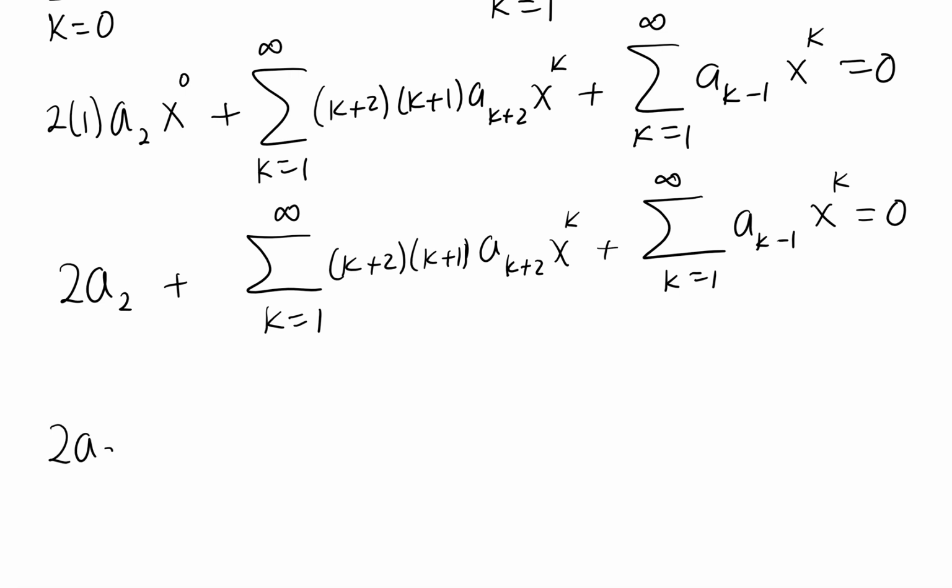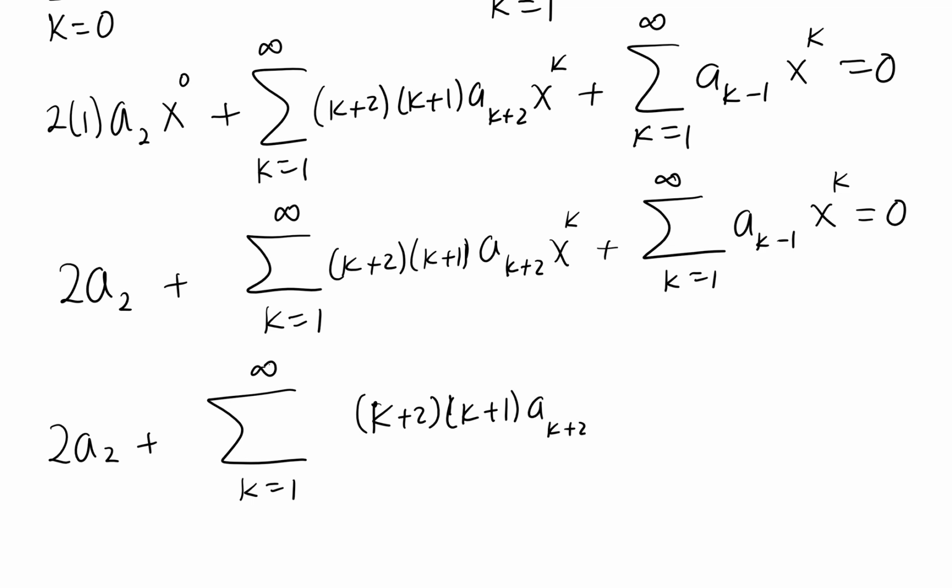Let's keep this the same. Now I can combine these into one series: k plus 2 times k plus 1, a sub k plus 2, plus a sub k minus 1, x to the k, sum from k equals 0. Again, in order for this to be identically equal to 0, all the coefficients must equal 0.